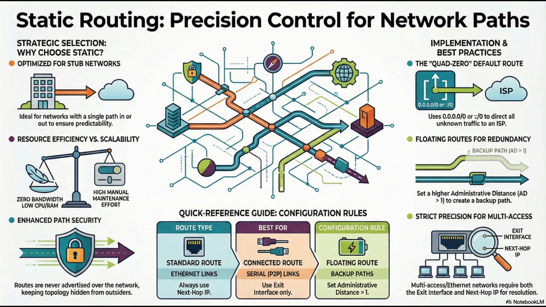So the rule is absolute. Exit interfaces for serial cables only, never Ethernet. Never Ethernet. Not unless you enjoy debugging slow networks on a Friday night. Got it. Which leads us to method number 3. Fully specified routes. This sounds like the strict precision option.